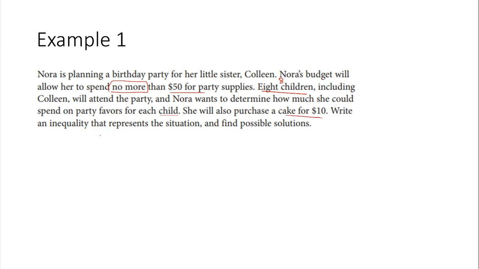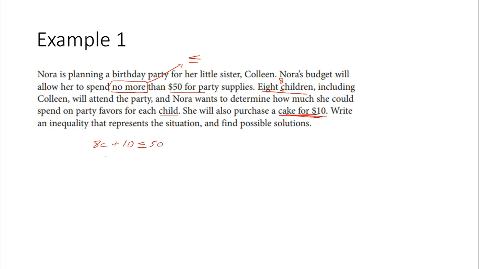All right, so we have a situation where we have 8 kiddos, right? So 8 children. I'm using C for children. And $10 for cake, so I'm thinking initial value. And no more. What does no more mean in a sense of inequalities? Can she spend more than? No. Can she spend less than? Yes. Can she spend exactly $50 and still be okay? Yeah, because as long as it's no more, she can spend less than or exactly $50.